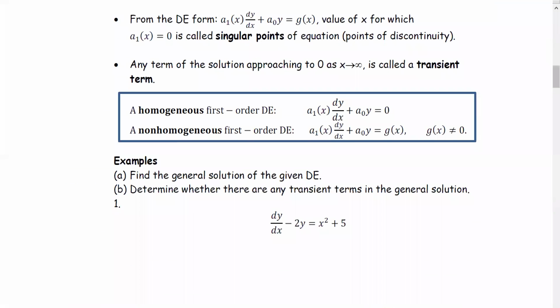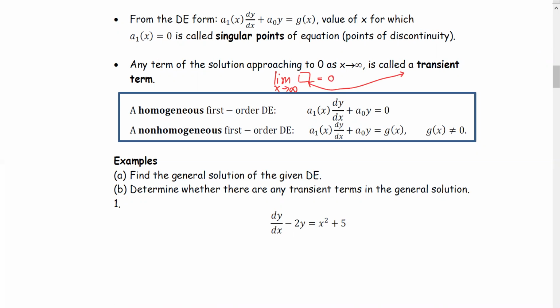Any term of a solution approaching zero as x approaches infinity is called a transient term. To identify the transient term, we take the limit of the terms in the general solution as x approaches infinity. If it is approaching zero, that term is called a transient term. It could be all terms or some terms within the general solution.